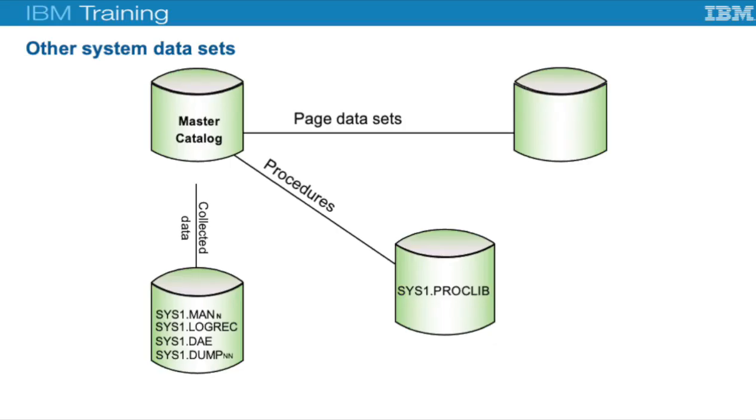The SMF data sets, the System Management Facility data sets, are optional BSAM data sets that contain information collected by the SMF routines or other measurement facilities about job-related or system-related utilization. SYS1.MAN is the default name for these data sets. Typically on the system, you're going to see several of these. So there's going to be MAN1, MAN2, MAN3 data sets on your system.